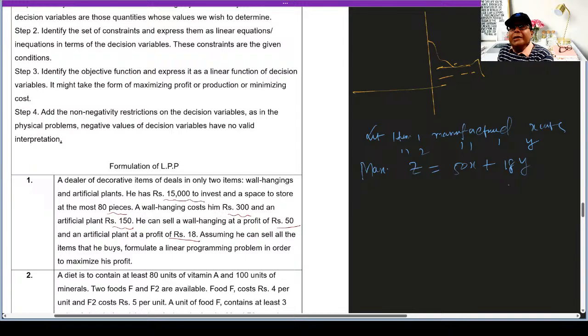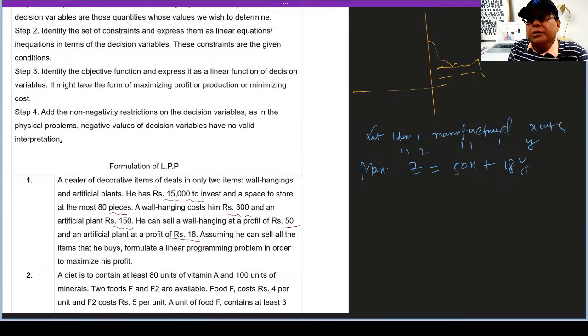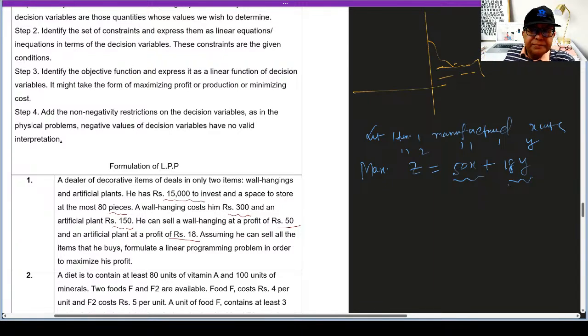So from every x unit, he is getting a profit of 50. So on x units, how much? 50x. For every wall hanging rupees 50, artificial plant rupees 18. You have assumed that y units should be manufactured, so Z will be total 50x here and total 18y here. Done?